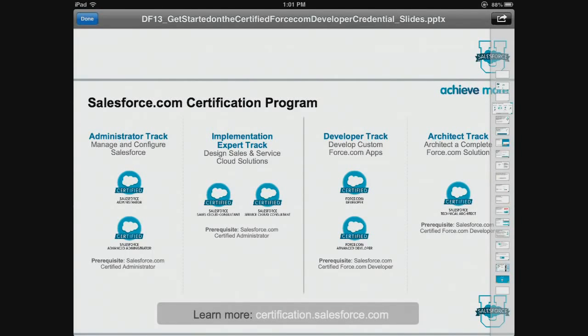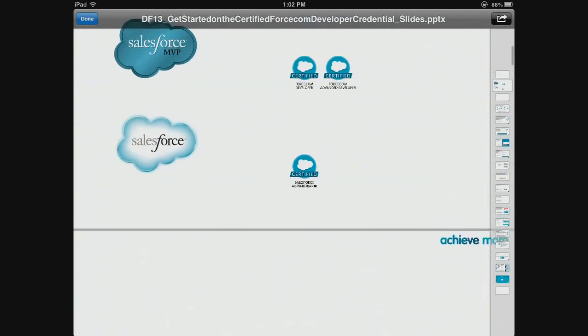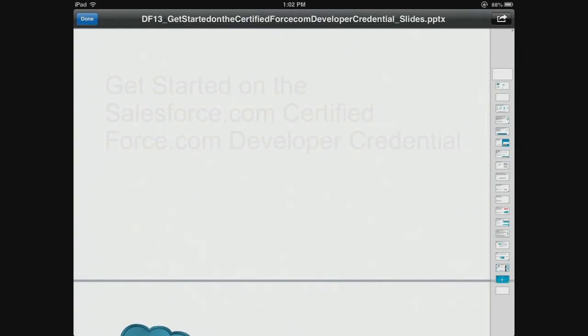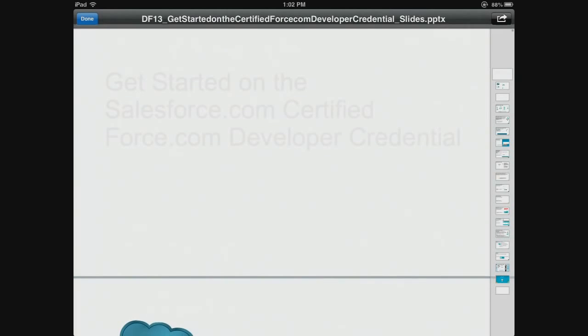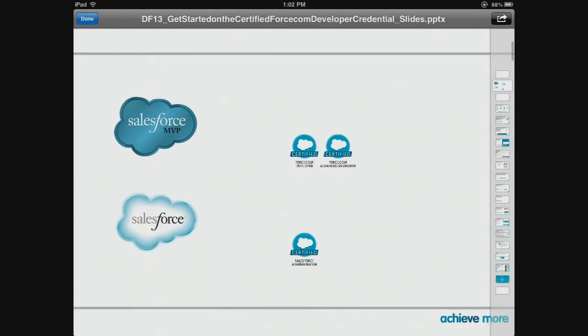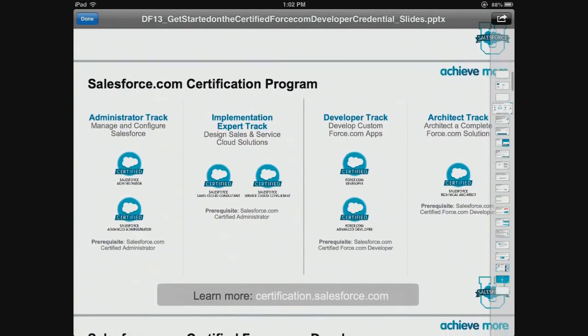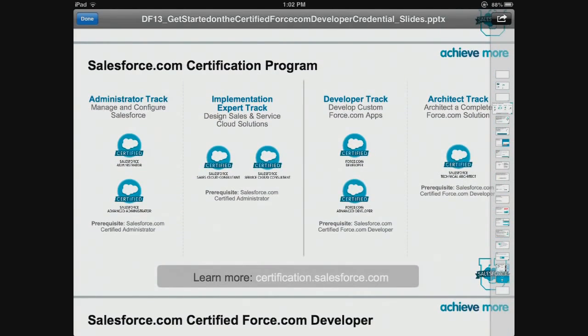You can't really read the title, unfortunately, from this rendering. Getting started on the Salesforce.com certified Force.com developer credential. A lot of people refer to this certification as the 401 certification. I've got to clear the Dev 401 certification.